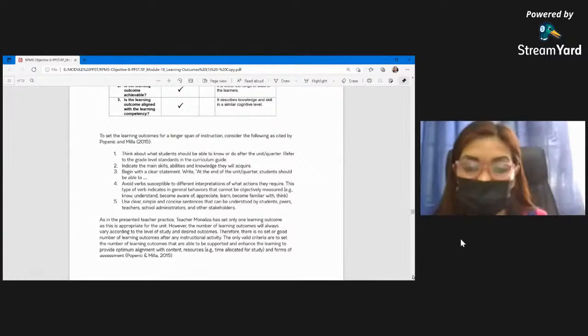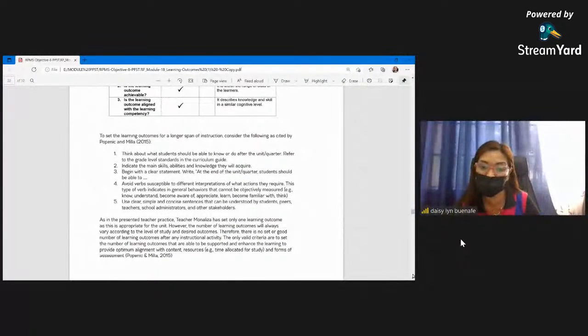This type of verb indicates in general behaviors that cannot be objectively measured. So, mean to say, dapat specific din siya. Katong ganina, ang hatag na ako na example. Ano yung mga general: know, understand, become aware of, appreciate, learn. These are general behaviors.